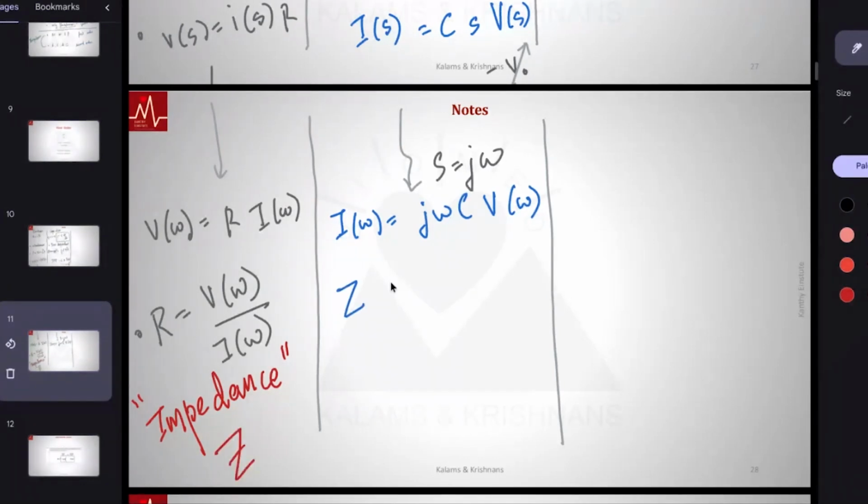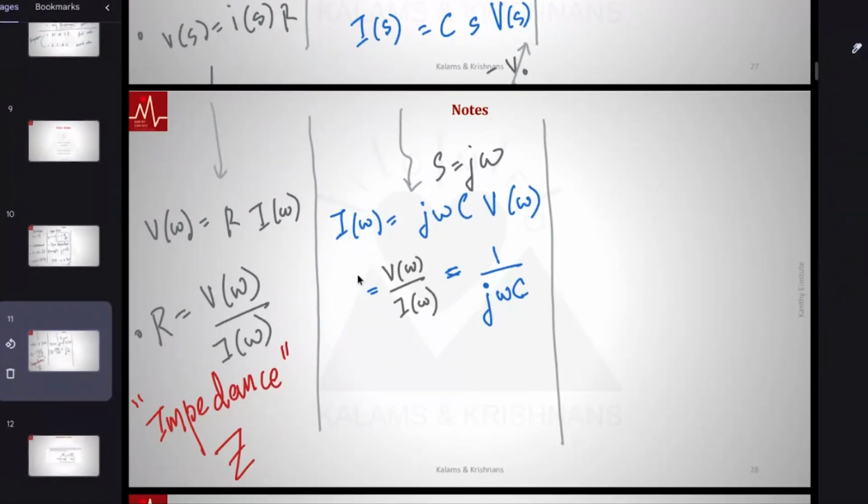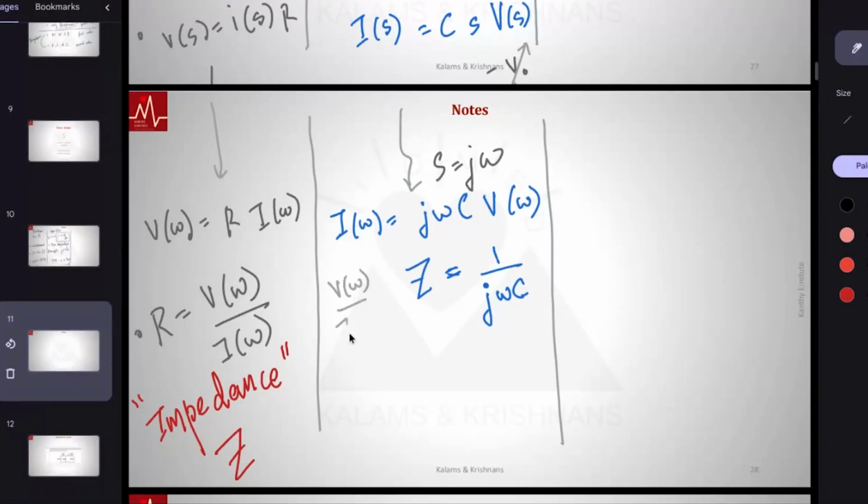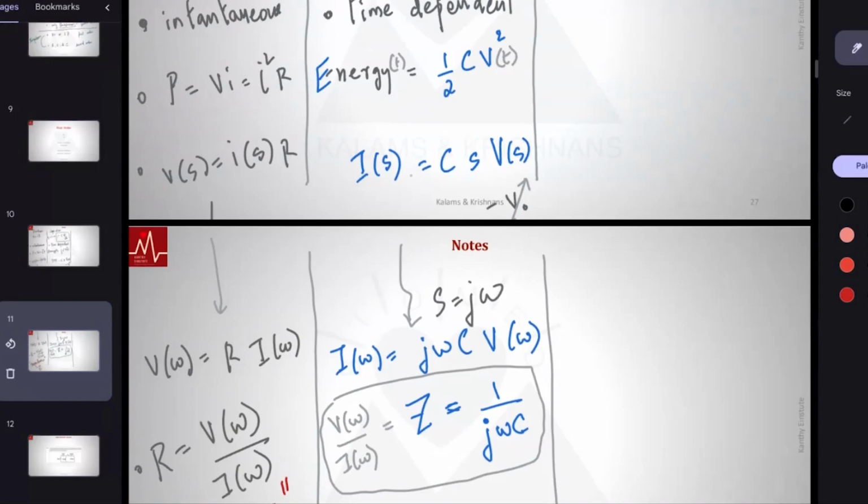So now it came to a problem. What is the impedance of a capacitor? What is V of omega by I of omega here? Notice, by definition, this is V of omega by I of omega. That happens to be 1 by j omega C. Let me also conveniently write it this way. Impedance by definition is V of omega by I of omega. So far so good.